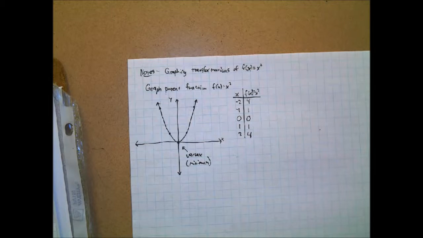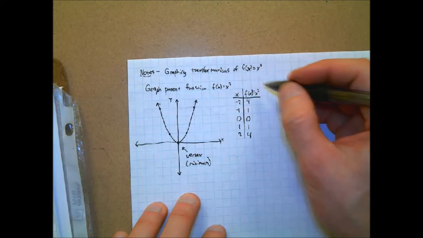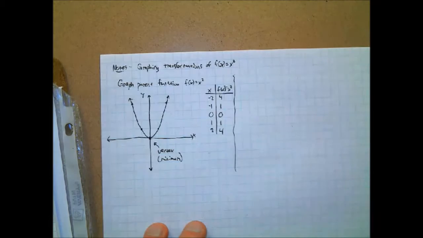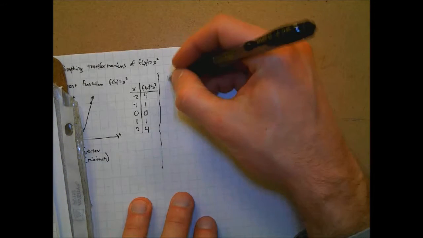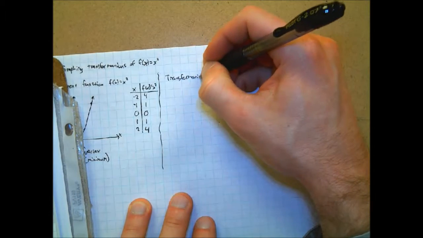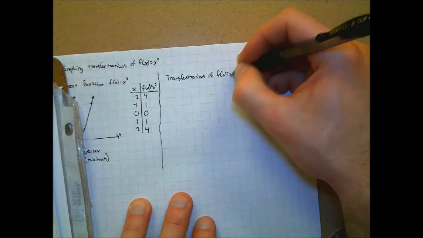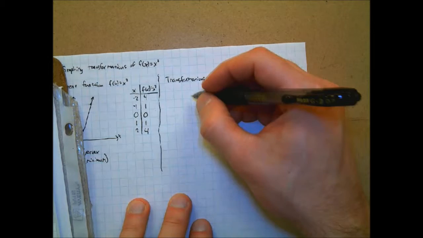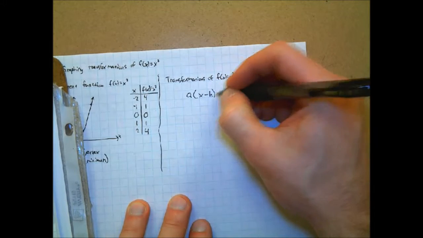What we're going to do today is transform this using our standard transformations that we saw already in the absolute value. So, let's take a look at what those transformations are going to look like. I'm going to scoot over here. So let's talk about transformations of f of x equals x squared. And again, I'm going to write something that's hopefully familiar to you: a times parentheses x minus h squared plus k.